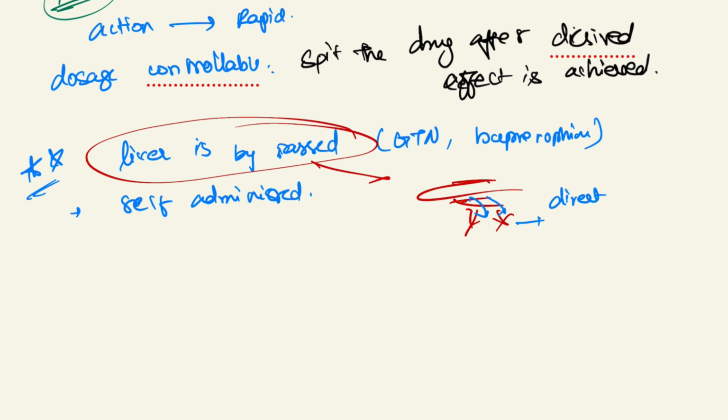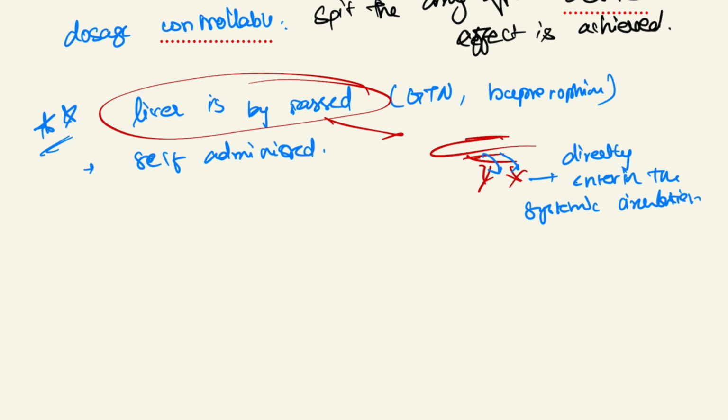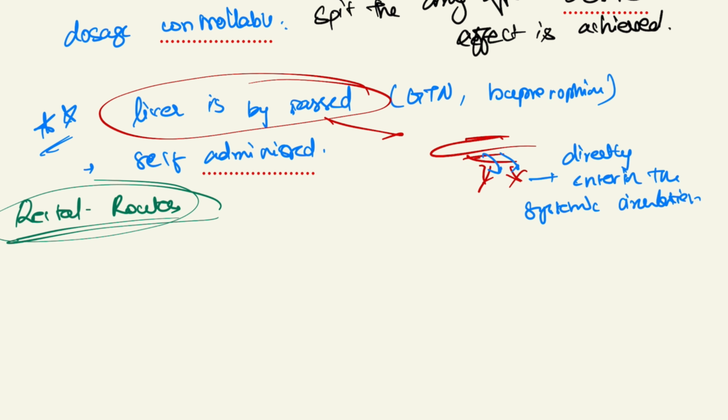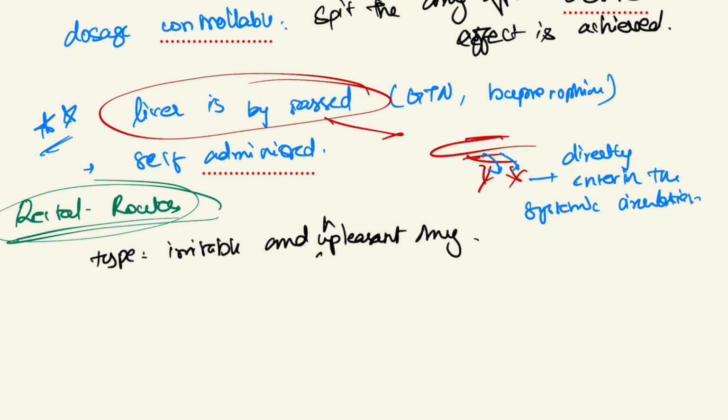Understood why the drug bypasses the liver? Because the drug is not absorbed through the intestine, it never passes through the portal vein. Next, rectal route. It is used for irritable and unpleasant drugs. For unpleasant drugs we choose the rectal route. Why? In the rectum there is less sensitivity, so we can easily use this route.